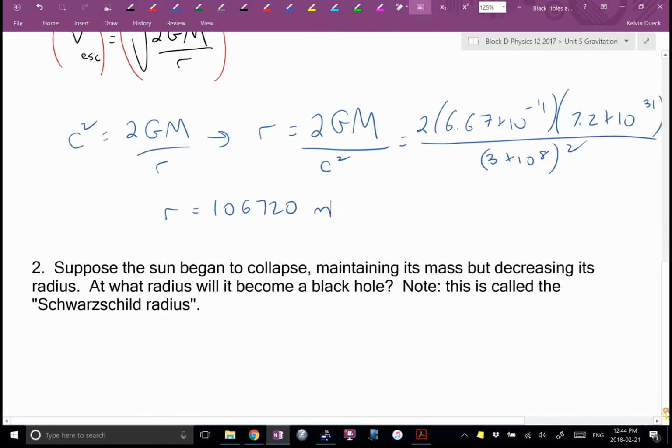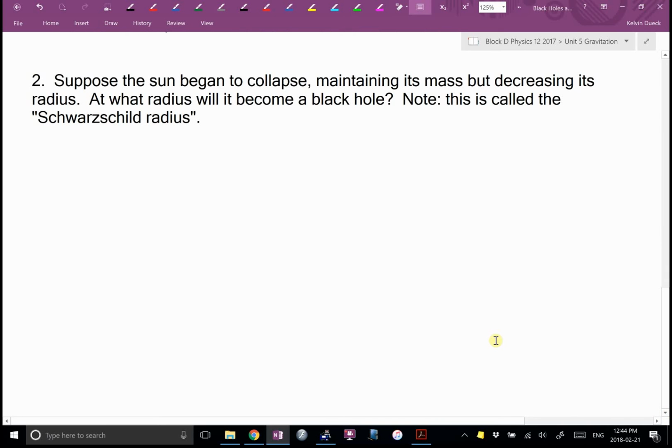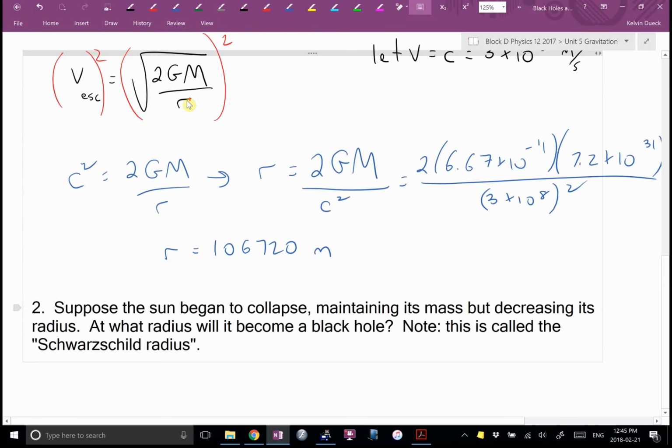Suppose the sun began to collapse, and it maintained its mass, but its radius got smaller and smaller and smaller. At what radius will it become a black hole? And this is called the Schwarzschild radius. Okay. You know what? Lena, what's this asking me to find? R. What did we find right here?